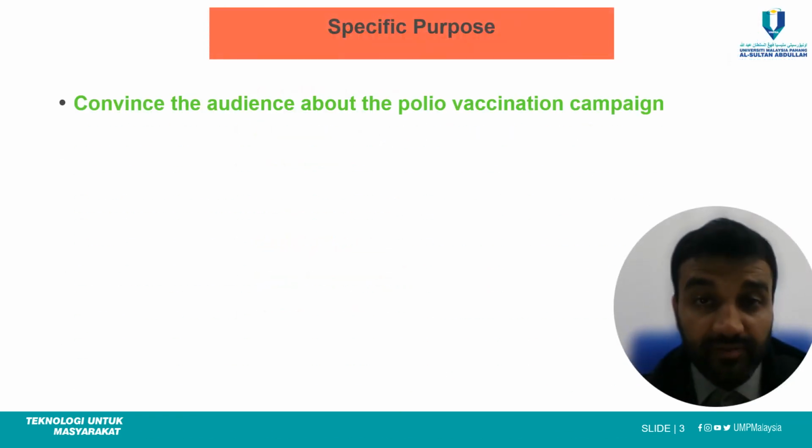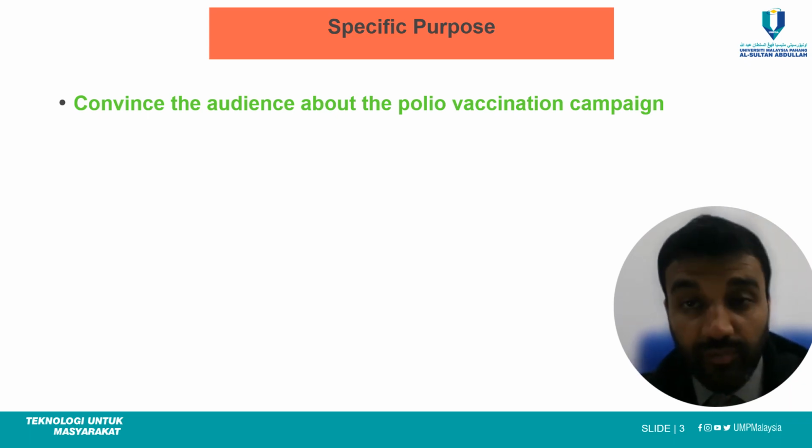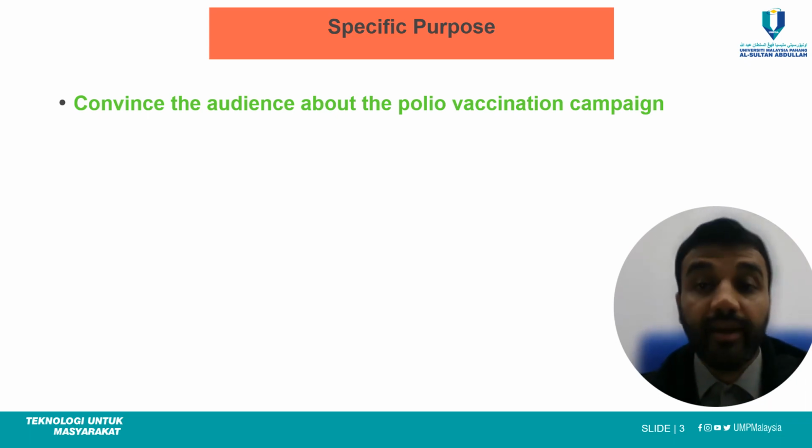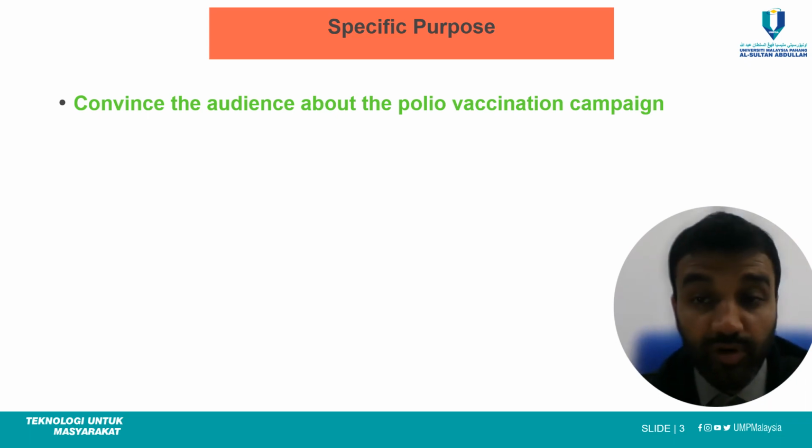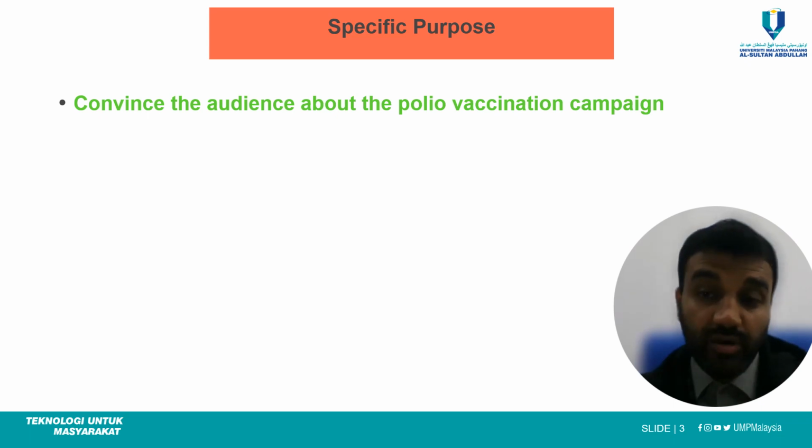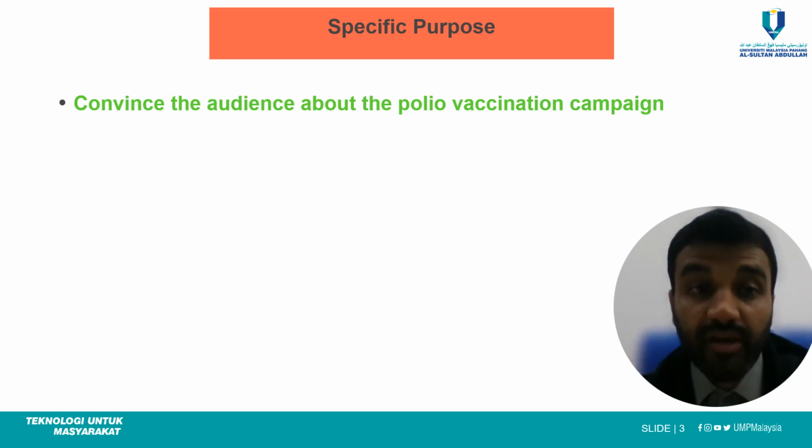Starting from the specific purpose, we have to be clear about the purpose. The main purpose is to convince people about the polio vaccination campaign. What is the cause of polio? If you don't vaccinate, what is the consequence? The audience needs to understand the importance of polio vaccination. We need to run a campaign because sometimes people don't want to come and take the vaccination by themselves, so we have to convince the audience about that.